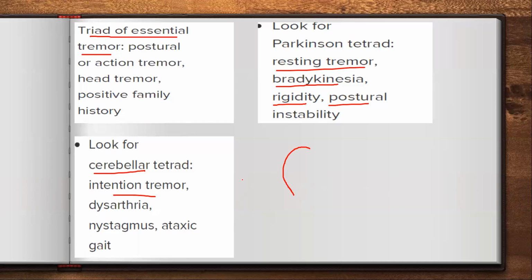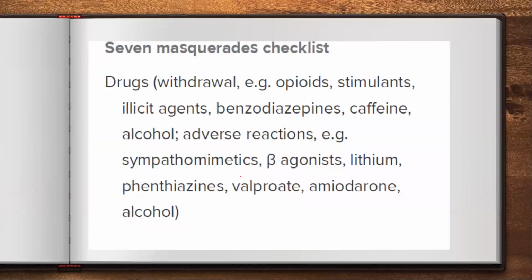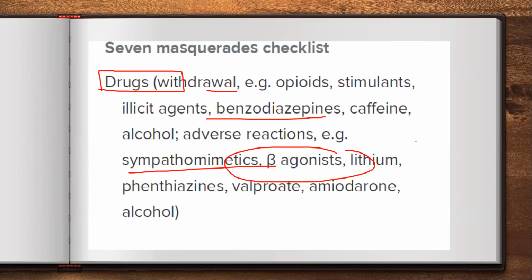Now, essential tremor or action tremor can also happen due to drugs. So what are the main drugs that cause tremor? It could be related to any substance withdrawal, like alcohol withdrawal, opioid withdrawal, stimulant withdrawal. Sometimes illicit drugs can cause it. Benzodiazepine withdrawal can cause it. Then sympathomimetics, any adrenergic drug, can cause tremor. Beta agonists like salbutamol can cause it. Lithium is a very important cause of tremor. Phenothiazines, valproate, and amiodarone can also cause tremor. Now, carbamazepine can also cause tremor.